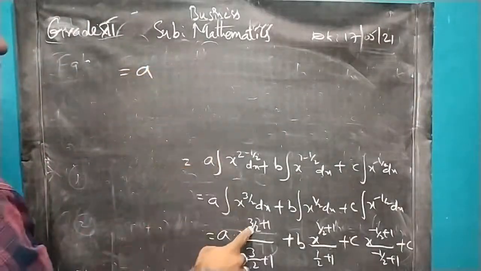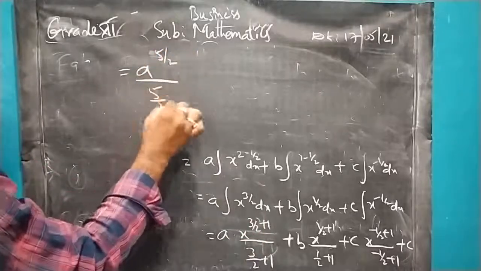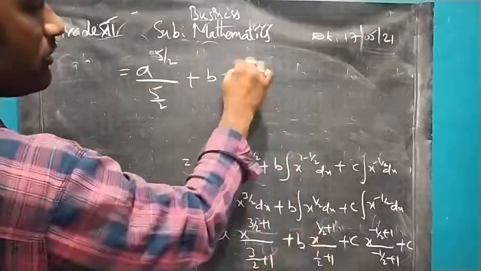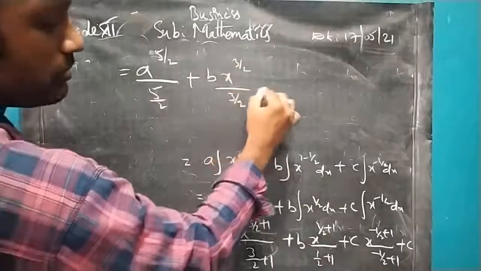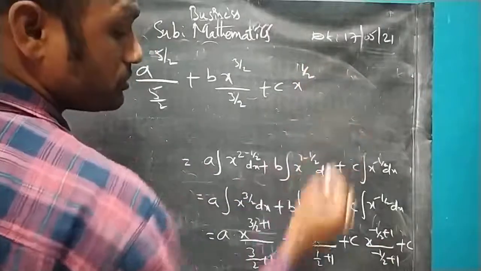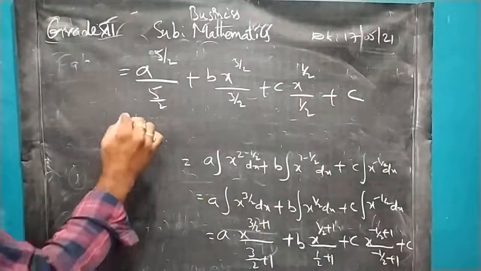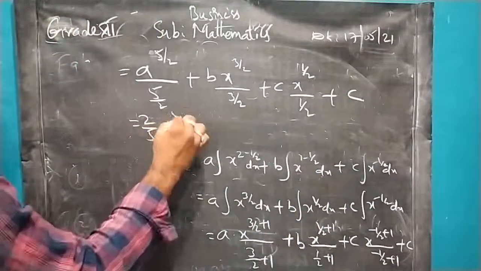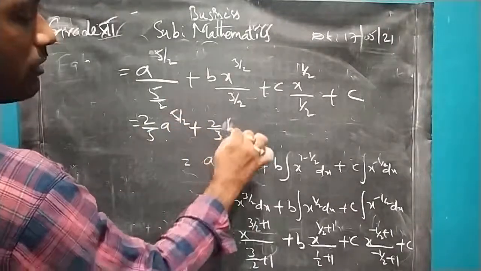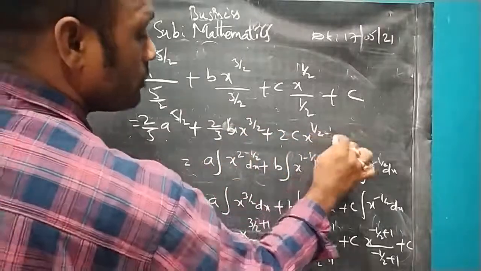So a, 3 by 2 plus 1 is 5 by 2. So 5 by 2 by 5 by 2, plus b x to the power of 3 by 2 by 3 by 2, plus c x to the power of 1 by 2 by 1 by 2, plus c. So here it can be written as 2 by 5 a x to the power of 5 by 2 plus 2 by 3 b x to the power of 3 by 2 plus 2c x to the power of 1 by 2 plus c.